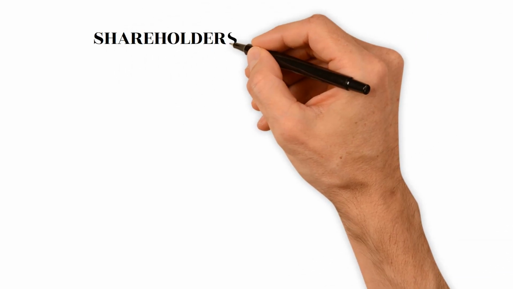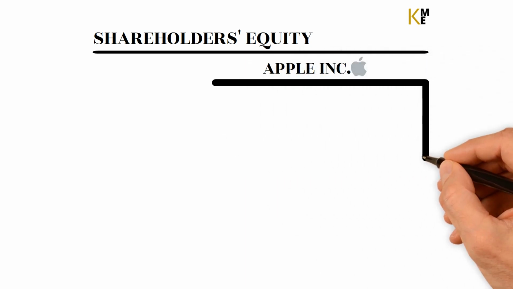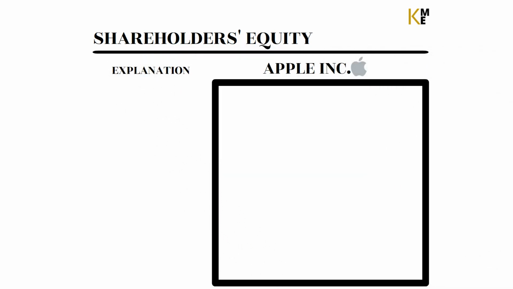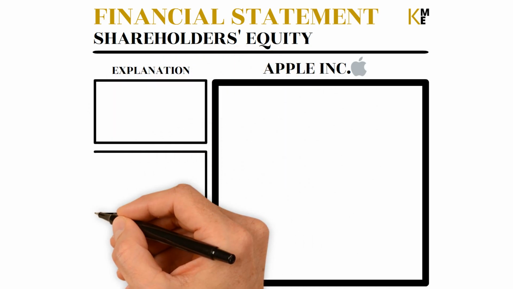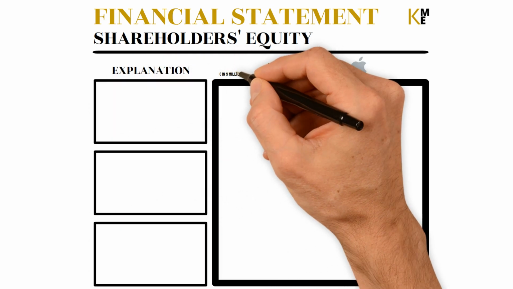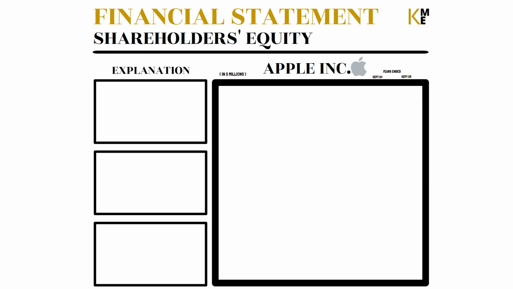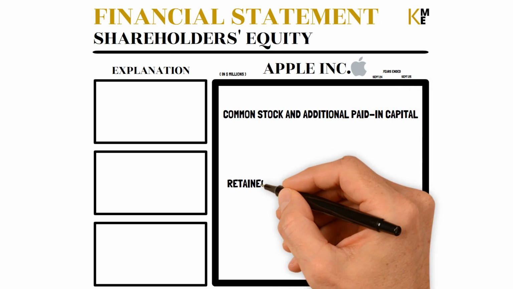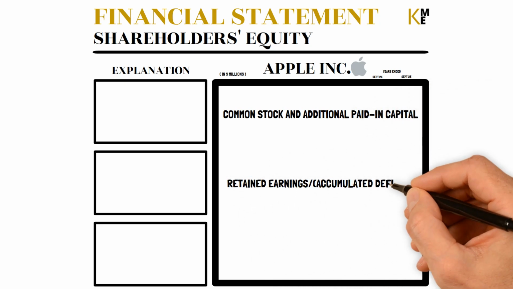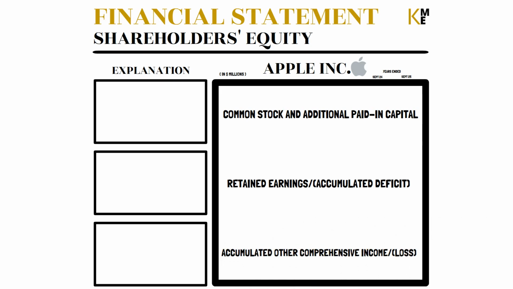Apple's shareholders' equity. This is the third video in a series which investigates and describes all aspects of the financial statement with Apple as a leading example. The video consists of three main parts concerning the shareholders' equity: common stock and additional paid-in capital, retained earnings or accumulated deficit, and accumulated other comprehensive income or loss.